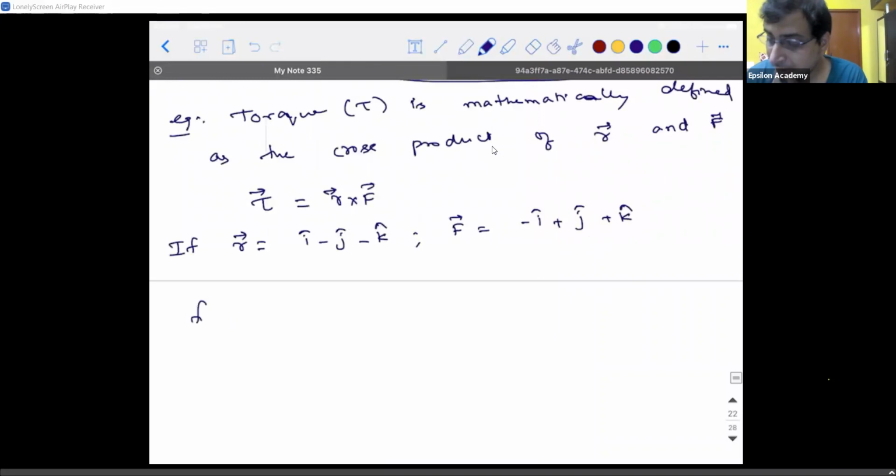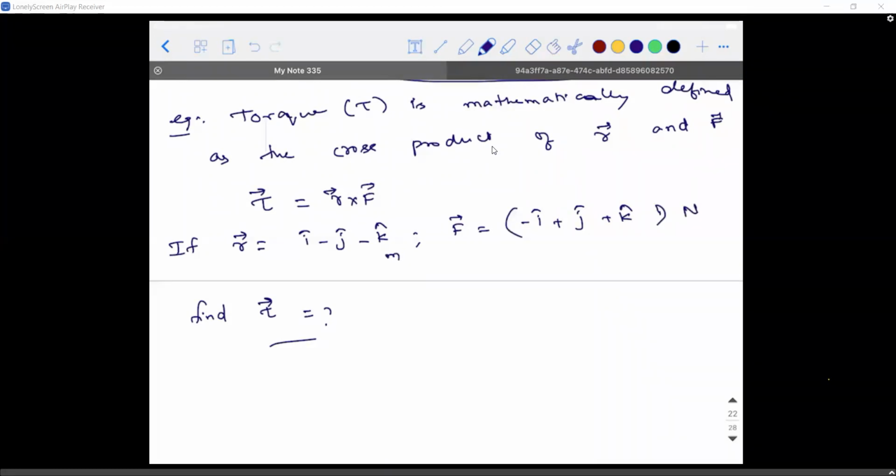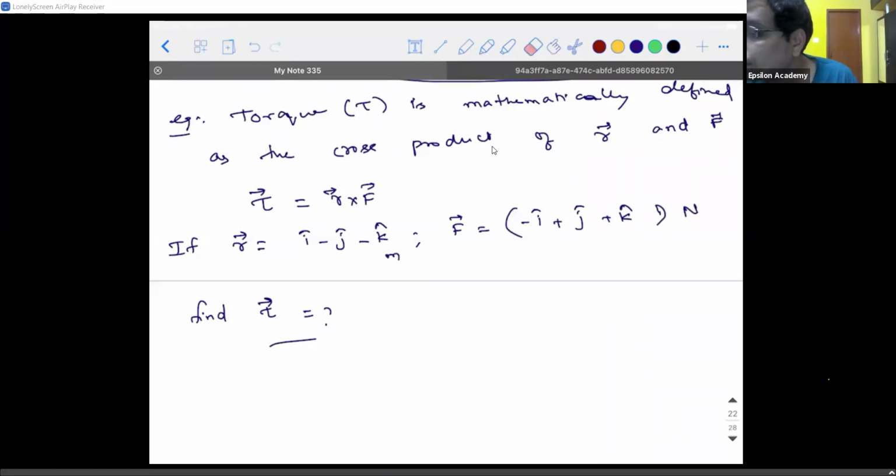Okay, find torque. I'll give you 1 minute. Do it fast and tell me. So this is in terms of meters and this is in terms of Newtons. Okay, these are the units. I want you to solve and tell me as fast as possible.